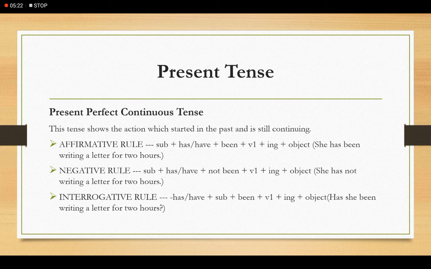So since morning means the action started quite long back. Now it's evening, but it is still raining. So in these cases, we need to use present perfect continuous tense, where the action had already started in the past and is still continuing. We don't know when it is going to stop.